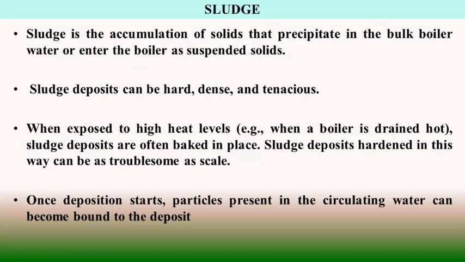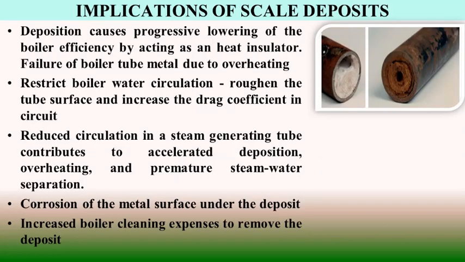So we find deposition causes low boiler efficiency by acting as a heat insulator, restricting boiler water circulation and increasing the drag coefficient in the circuit. It reduces the circulation in the tube, and that contributes to accelerated deposit. Sometimes overheating and premature tube failure can be seen. Steam water separation may be affected, and corrosion of the tube metal surface and increased boiler cleaning requirements may result from these deposits. Let us try to find out the other issue, that is corrosion.